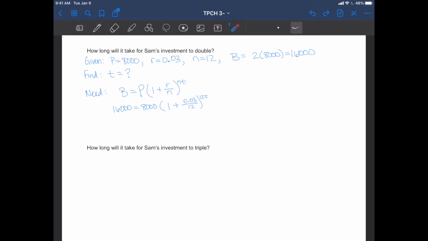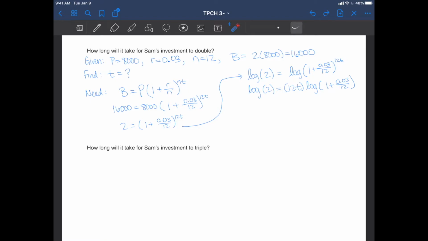But before that, I have to get rid of this 8,000. So I'm going to divide both sides by 8,000 to get this. Now I can go ahead and take the log of both sides. You can use the natural log here. You can use the log. If your calculator can do any log base, that's cool, but I'm going to pretend like I only have access to a scientific calculator that does not have that. So I'm going to take the log of both sides. Okay, and then I'm going to use the power rule of logarithms to bring the 12t down as a coefficient.